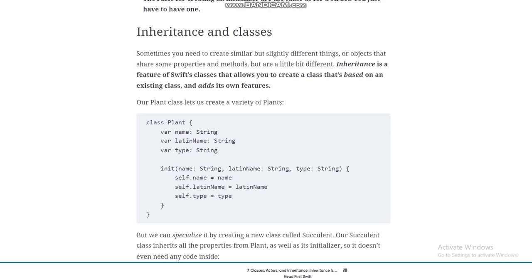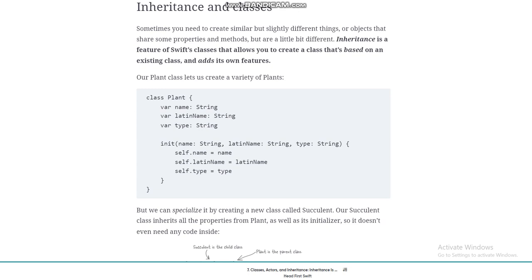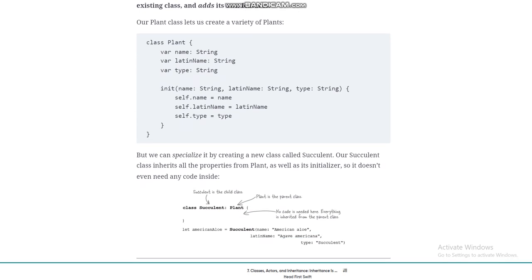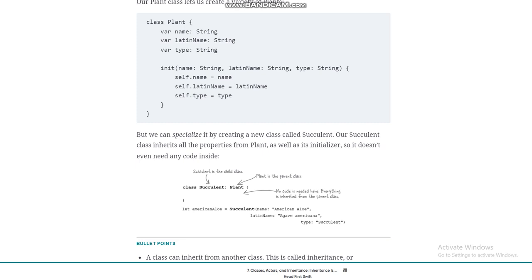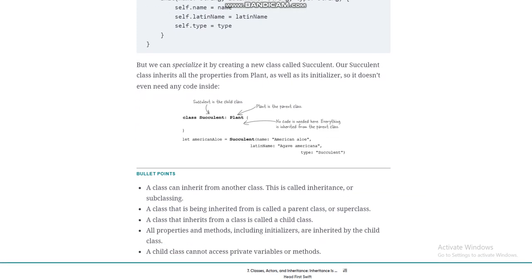About inheritance in a class: sometimes you need to create similar but slightly different things or objects that share some properties and methods, but are a little bit different. Inheritance is a feature of Swift classes that allows you to create a class based on an existing class and add its own features. So you have plants here with names, and an initialization way. So you can create an inherited plant, a subclass, with their name and Latin name, could be like this.